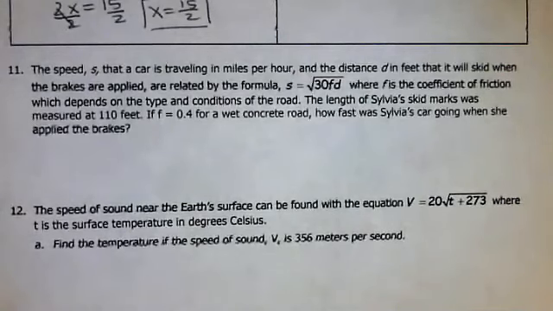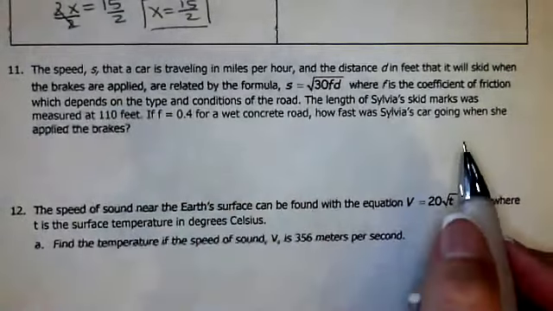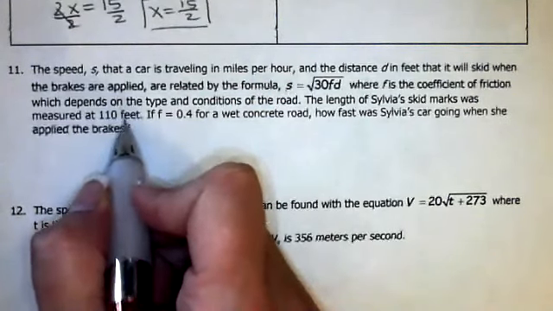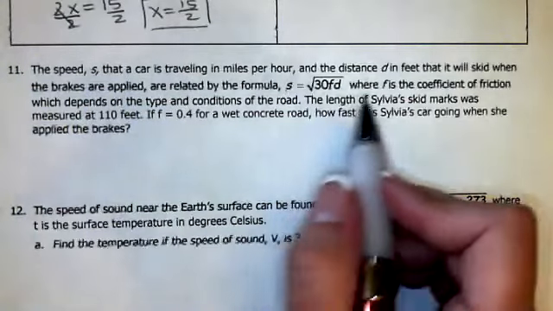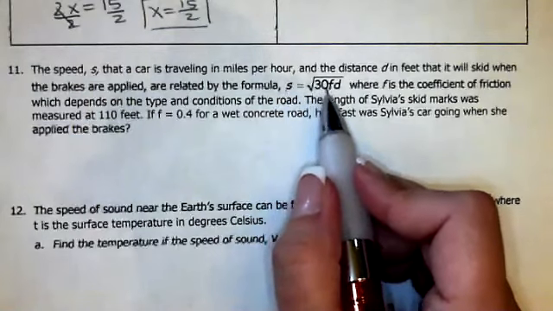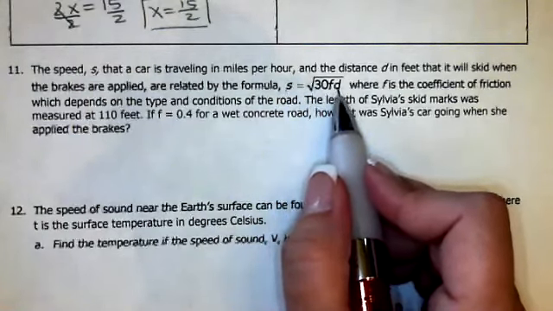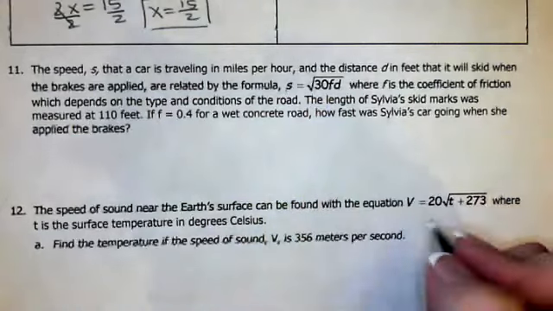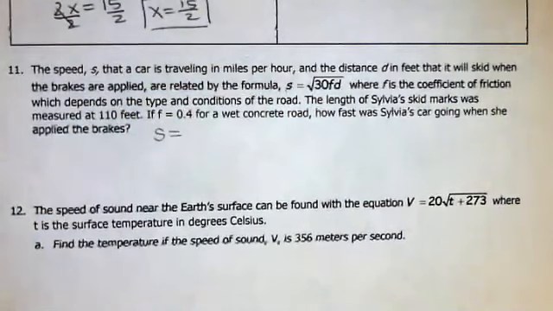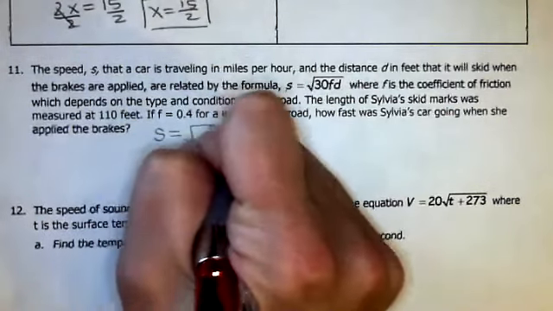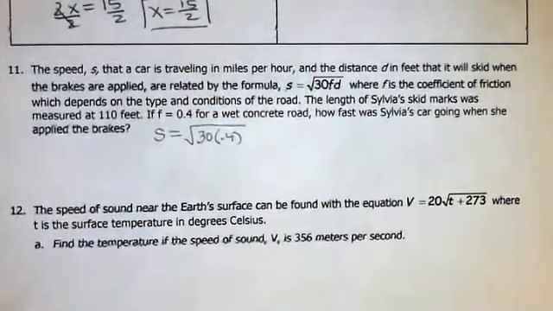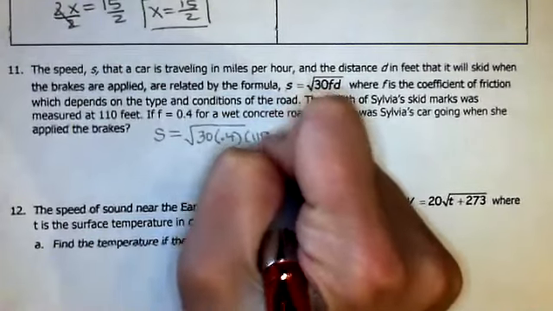So we really need to think through what is being talked about here and how it's going. So S is the speed, and they told us, S is the speed she's traveling at. Square root of 30, F is the friction, and D is the distance of the skid marks. So when we plug this in, we are looking for her speed. So that's going to stay as S. Then we get the square root of 30. F is the friction, which it told us was 0.4. And then the distance is 110.